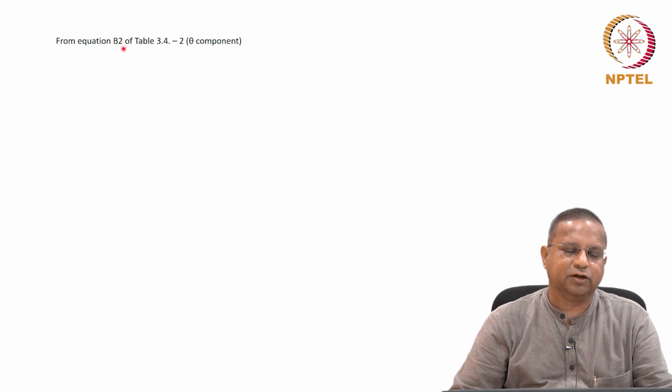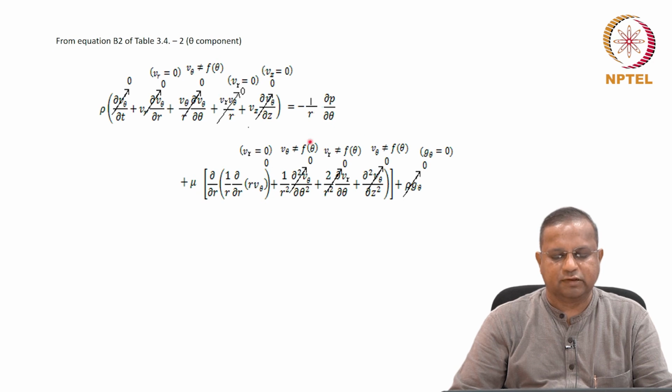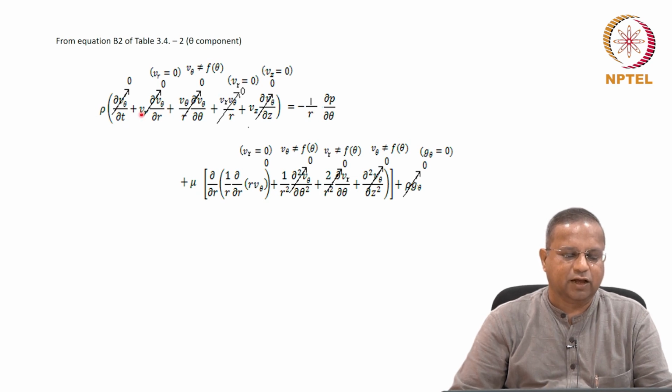Now, from equation B2 of the same table for the theta component, the first one was for the R component, this one is for the theta component. You get this equation. And if you see which terms are relevant, this is at steady state, there is no variation with time, so this goes to 0. Vr is 0, so this entire term goes to 0. V theta is there, but V theta is not a function of theta, therefore this derivative goes to 0. Vr is 0, therefore this vanishes. Vz is 0, therefore this vanishes.